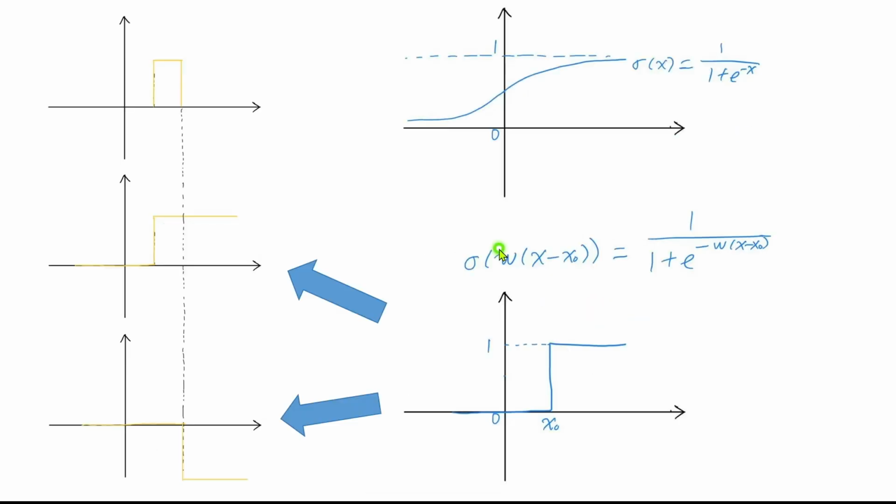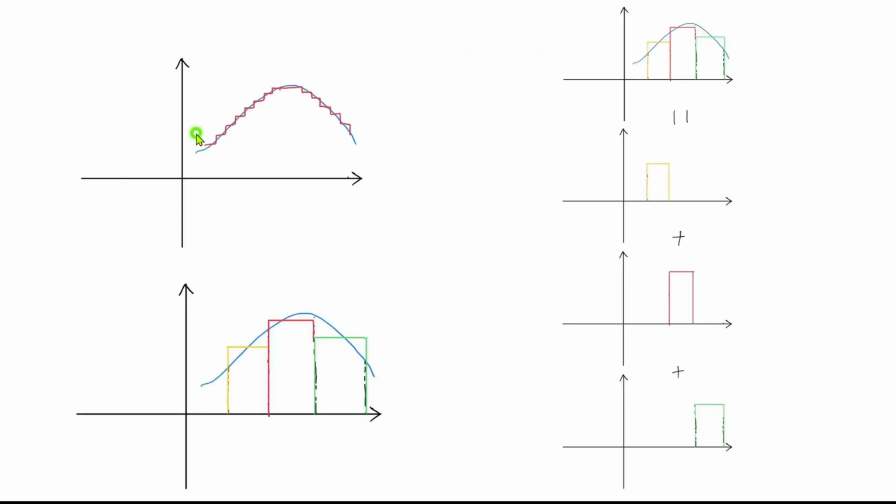All right, so let's see what we have right now. We are able to approximate step functions using the sigmoid function, and we can combine the step functions to get a rectangle function. And we are able to combine a bunch of rectangle functions to get a series of rectangles which can be used to approximate our original curve.